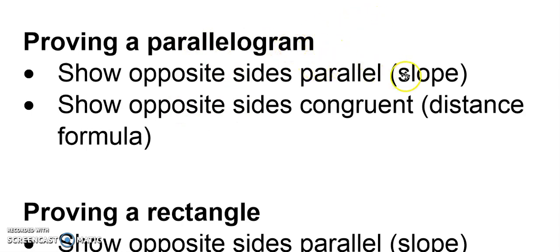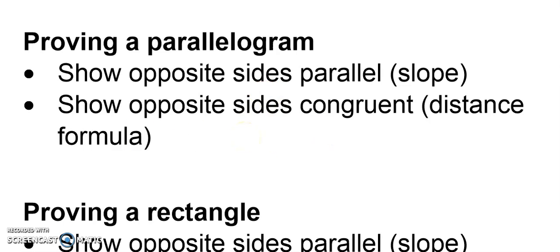This is what you have to show in order to prove that we have a parallelogram and so forth on the coordinate plane. So to prove a parallelogram, we have to show that opposite sides are parallel, and the way we do that is with slope. Remember, parallel lines have the same slope. We'll also show that opposite sides are congruent, and we'll show that with the distance formula. So we'll get the same answer for the sides that are across from each other. And that will be enough to prove that we have a parallelogram.